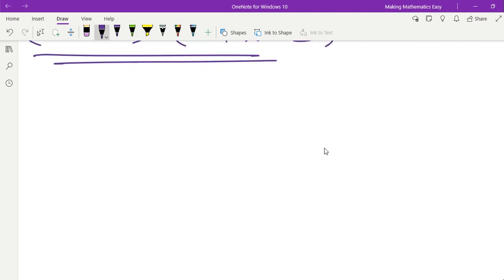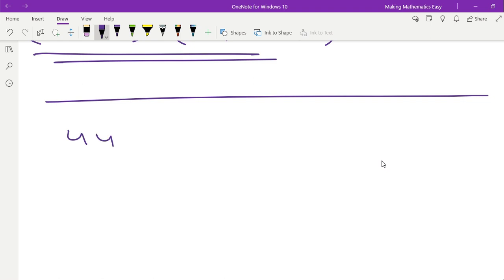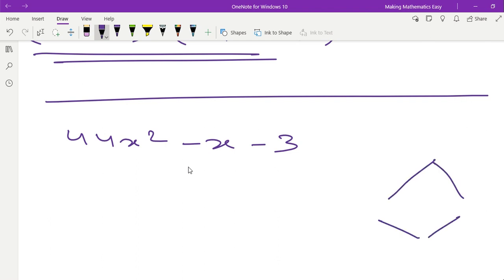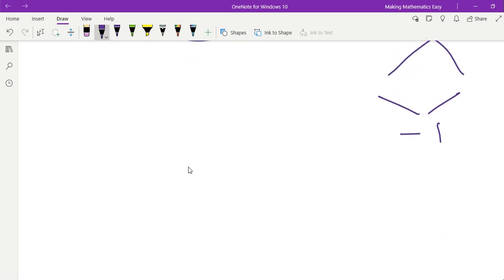Okay, let's move on to the last sum of this exercise, which is 44x square minus x minus 3. So let's multiply 44 into 3. This is minus x, so you need minus 1 over here. 44 into 3, 4 3s are 12, 4 3s are 12, 13. So you need 132 over here, and that too negative. Correct? You need negative 132.